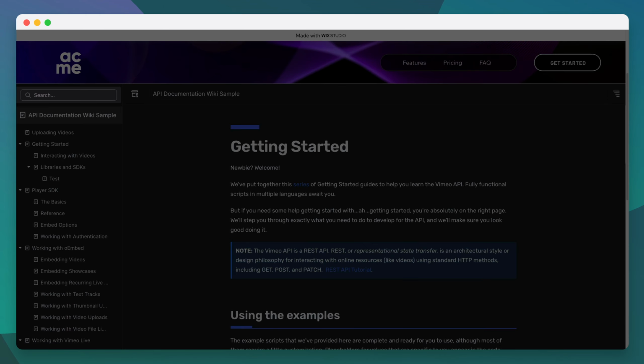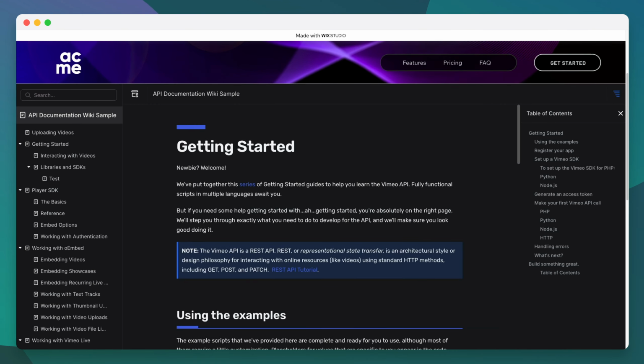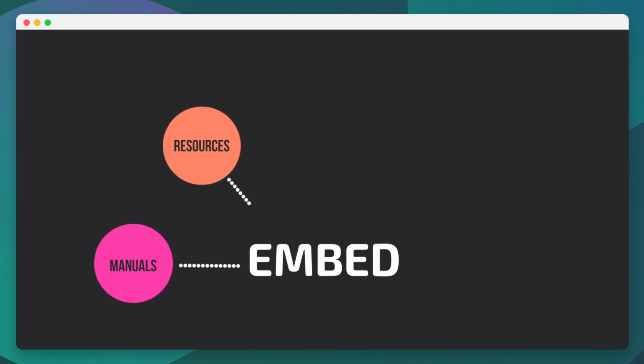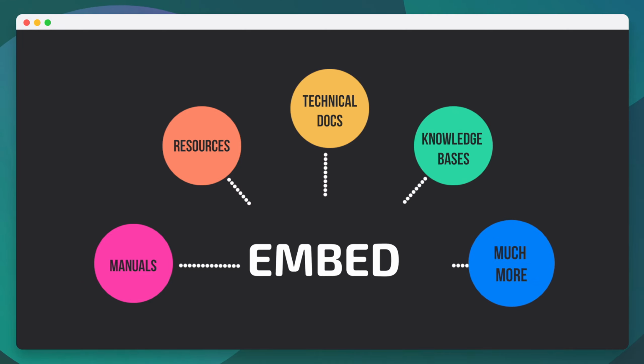Your audience can search your wiki, they can access the table of contents, and they can make it light or dark mode depending on their viewing preferences. Embedding Bit documents and wikis is a smart way to include manuals, resources, technical documentation, knowledge bases, and much more to any website or intranet.